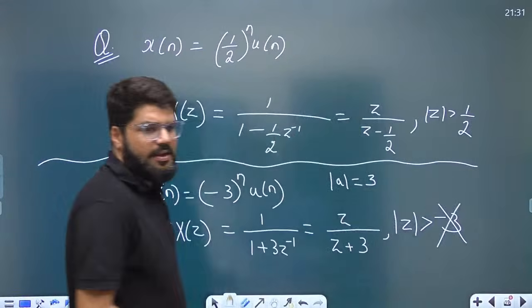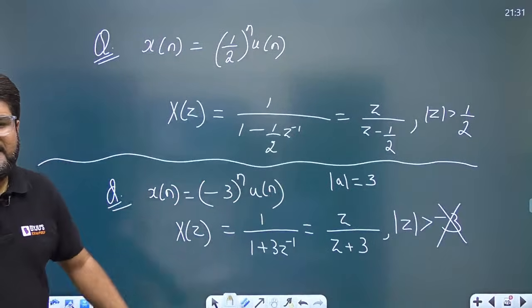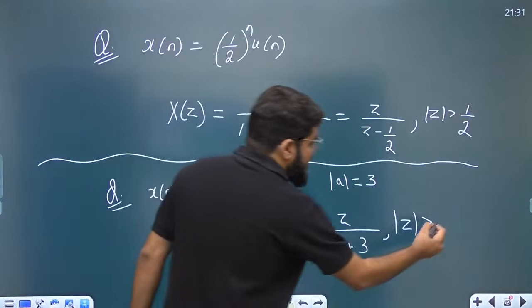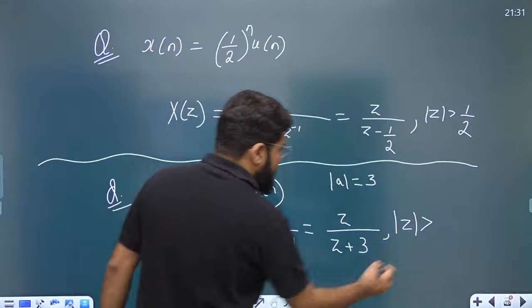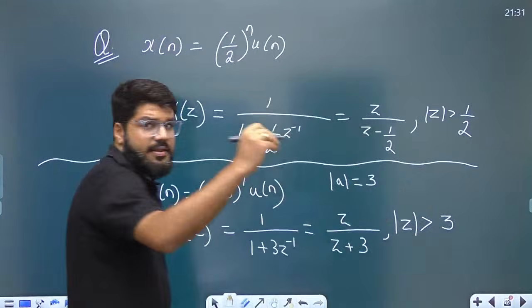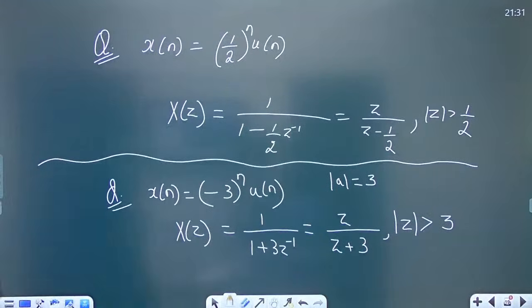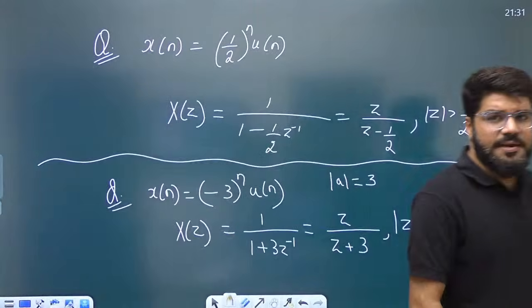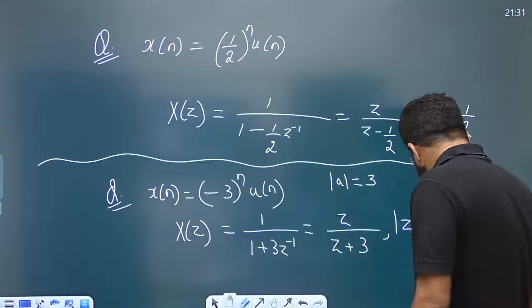Don't write mod z greater than minus 3. Some students commit this basic mistake, I have seen. Mod z greater than minus 3, no. It is mod z greater than modulus of a, that is mod z greater than 3. Be very specific here. Even the question can be of this form.